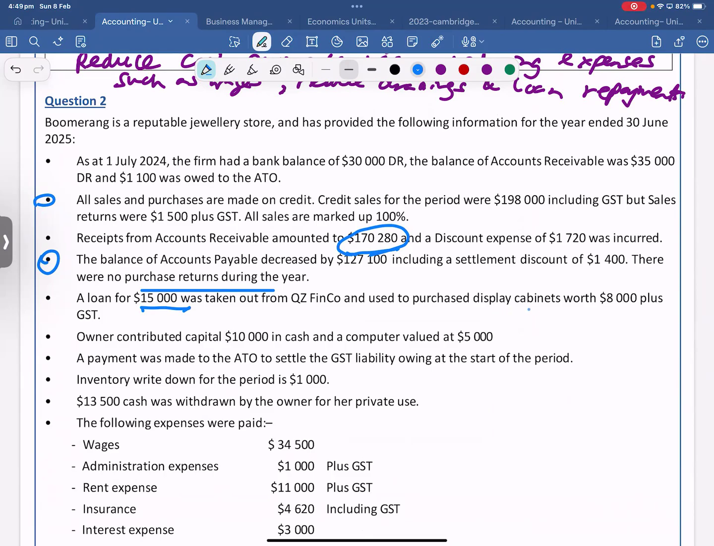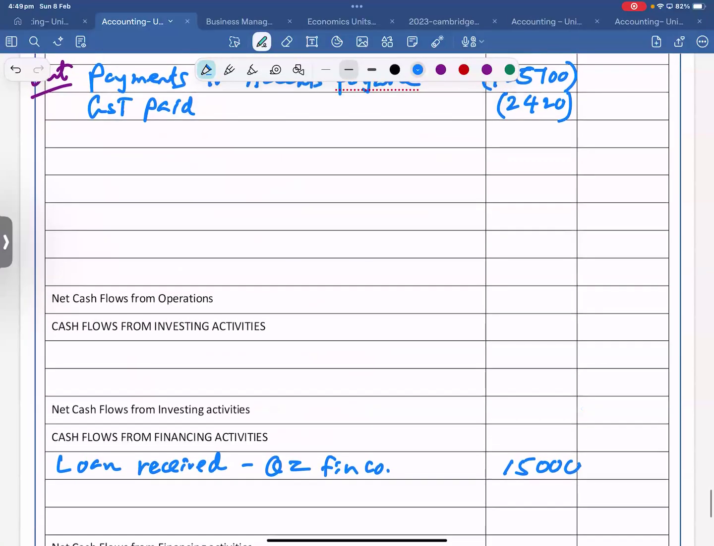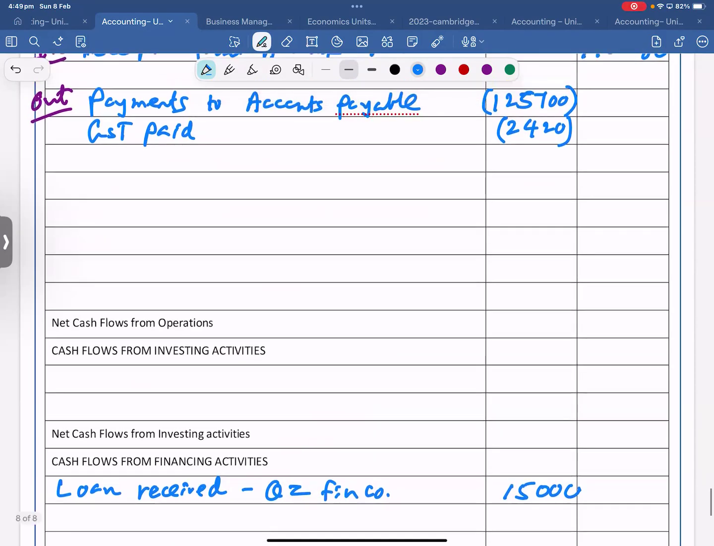And it was used to purchase a display cabinet worth 8,000 plus GST. So then 8,000, what will happen, guys? Outflow in financing. Any other? Investing, yes. Or you can say payments for display cabinets, whatever it is.